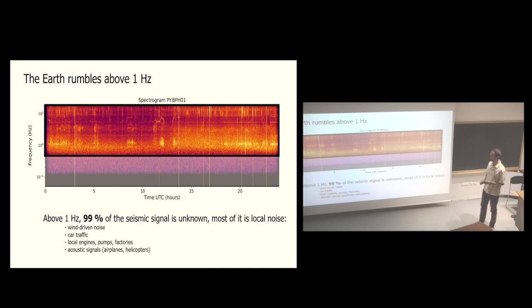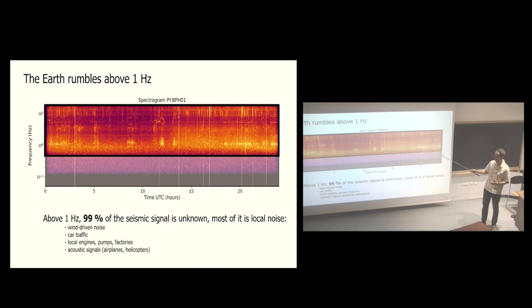above 1 Hertz, you see that the content of the wavefield is much more complex, with many transient signals, as you can see here, a very complex signature in the pattern. And most of this signal has actually been observed and understood as being local noise. Among this local noise, there is wind-driven noise, probably car traffic in this location, local engines, pump factories that can play a role, and also acoustic signals, even at the higher frequencies, that can be linked to airplane and helicopter activity.